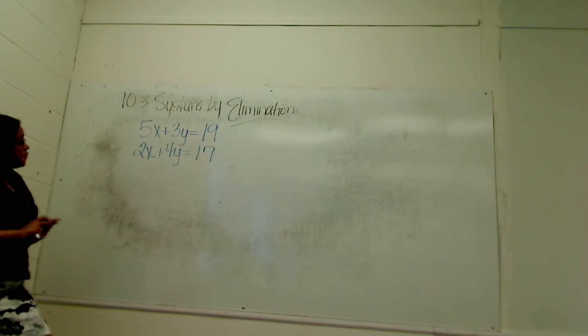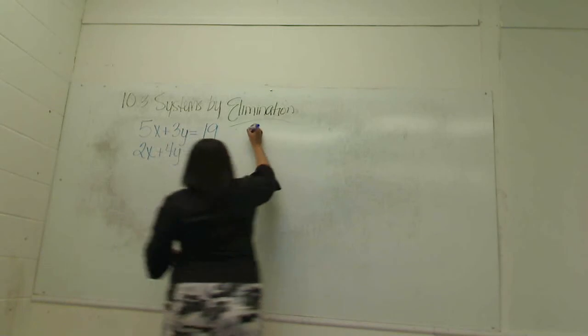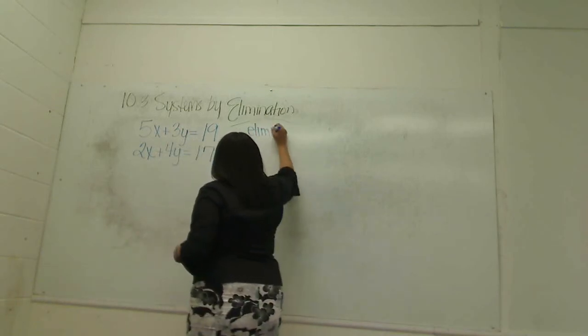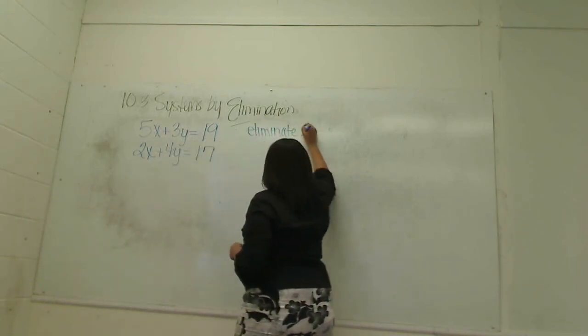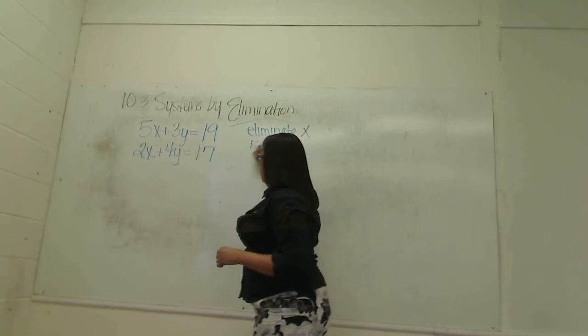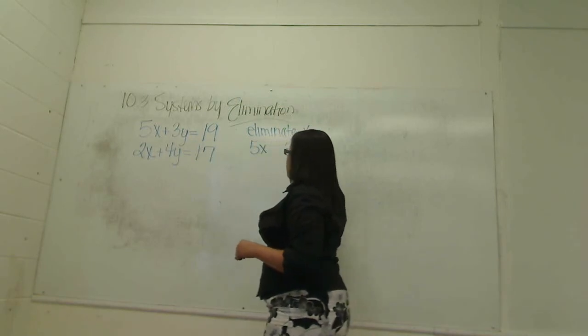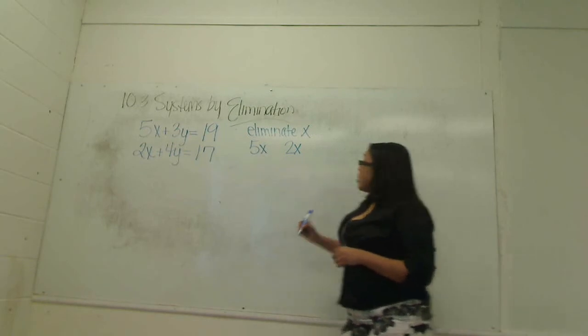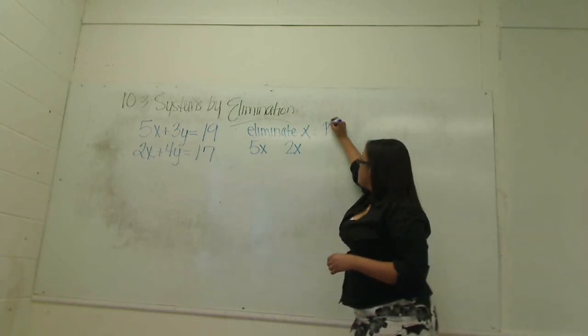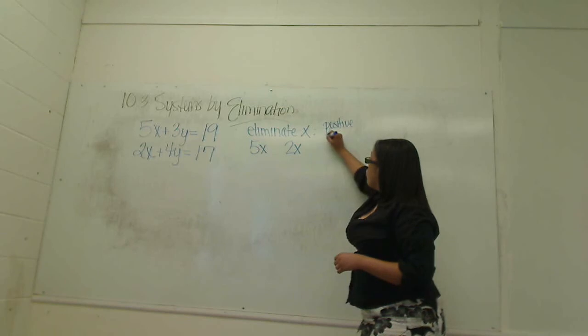Okay? Now, you have to decide which variable you want to eliminate. I'm going to go ahead and eliminate my x's this time. Well, I have a 5x and I have a 2x. Remember, one must be positive, one must be negative.